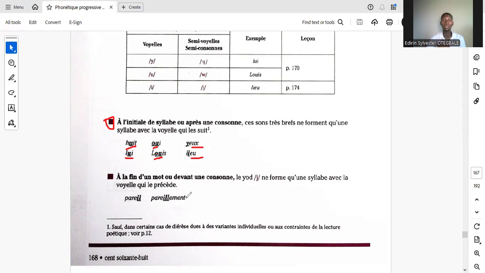Now, at the end of a word or before a consonant, you would have the yi, which is the yod sound, and it also forms a syllable at the end. Take for example, pareil. Now we have pareillement. In this context, EI followed by L gives us that particular phoneme. Then ILL followed by E gives us that Y in this context. So these are the various ways they are realized. We are going to take them one after the other.